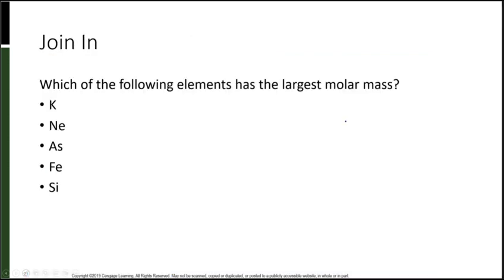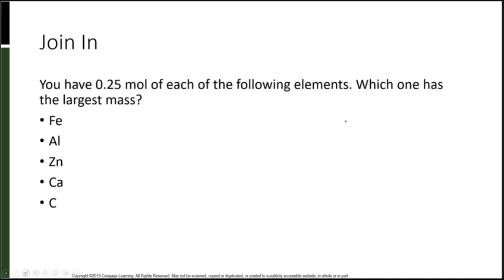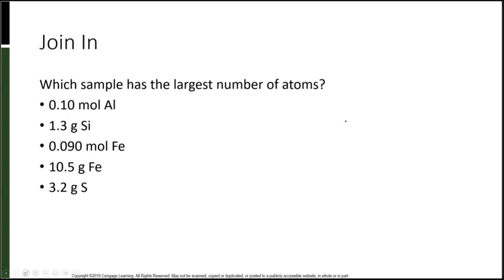Okay, let's do a few of these join-ins. Which of the following elements has the largest molar mass? So pause and check out those elements. You should get AS. Work through this. If you have 0.25 moles of each of the following elements, which one has the largest mass? That'd be zinc.